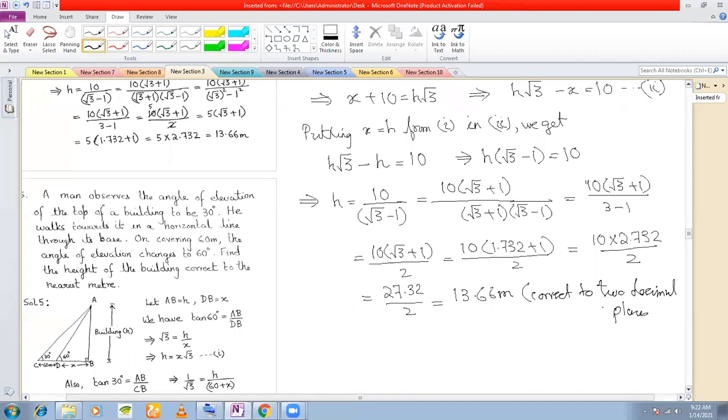Let me just check once again. It will terminate. It will not continue. Because we have taken root 3 as 1.732, which is in fact a rational approximation, that is why we are getting 13.66. Suppose you take the value of root 3 to 4 or 6 decimal places, then you'll get more decimal figures. Okay, so we'll keep it at 13.66. You understood the difference? Why are we getting 13.66 and not 13.67?